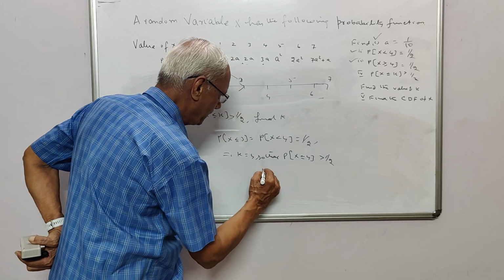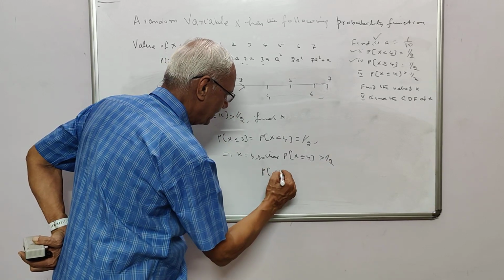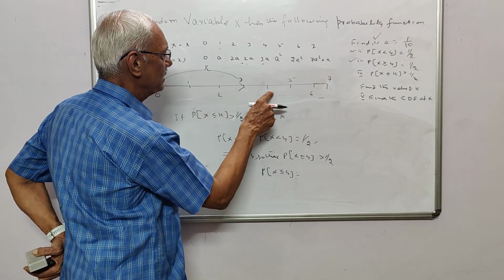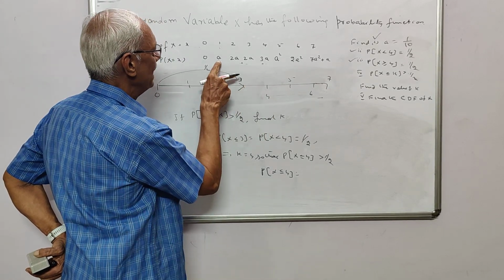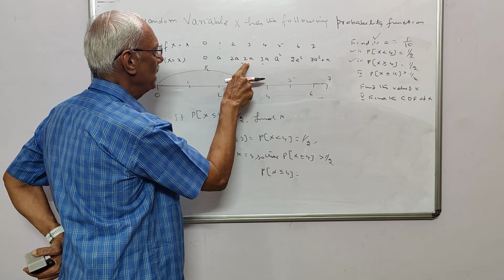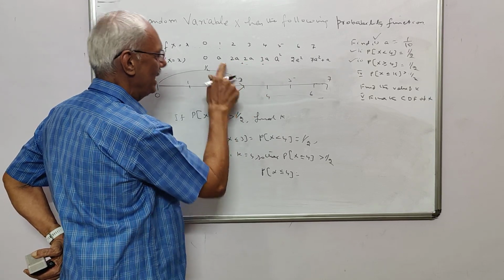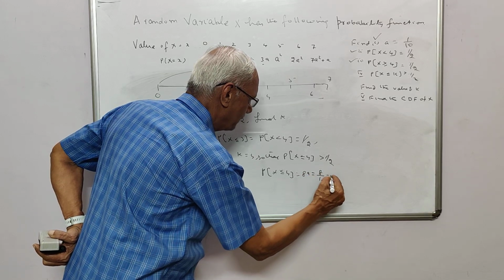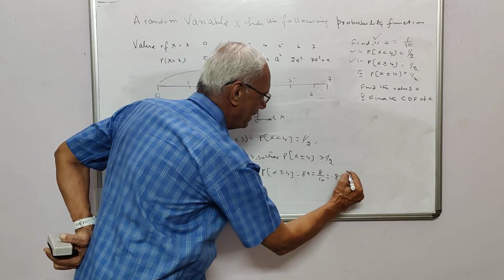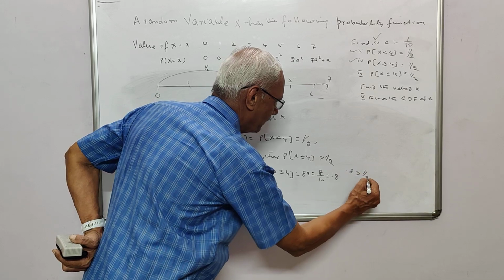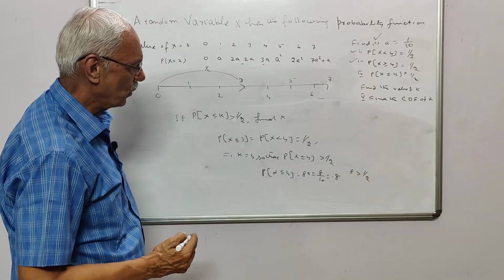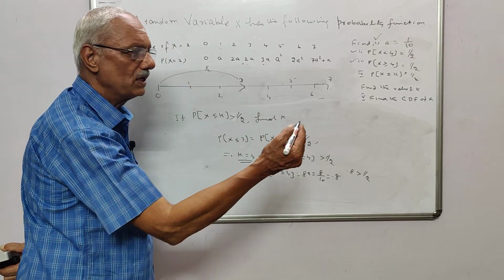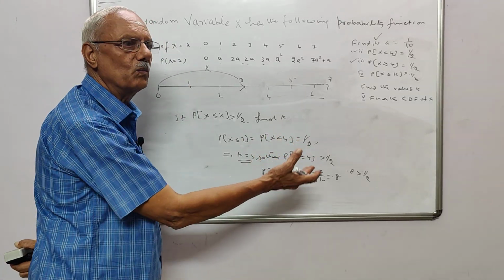Correct or not? What is P of x less than or equal to 4? That means you must go up to this. So a, 3a, 2a, 2a, then 4, 8a. So you will get 8a, that is equal to 8 by 10. So it is 0.8, and 0.8 is greater than half. Can you understand? Therefore k must be equal to 4, so that your probability will be more than half.